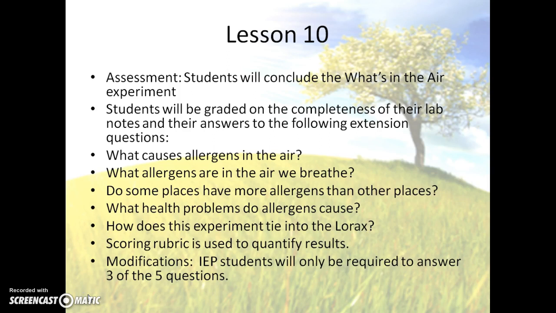Lesson 10 is our final assessment for this unit. Students will conclude the What's in the Air experiment. Students will be graded on the completeness of their lab notes and their answers to the following extension questions. What causes allergens in the air? What allergens are in the air we breathe? Do some places have more allergens than other places? What health problems do allergens cause? How does this experiment tie into the Lorax? Scoring rubric is used to quantify results. Modifications for this lesson is that IEP students will only be required to answer 3 of the 5 questions.